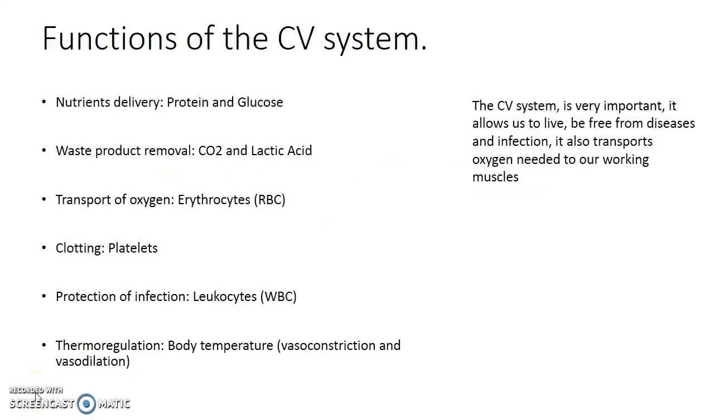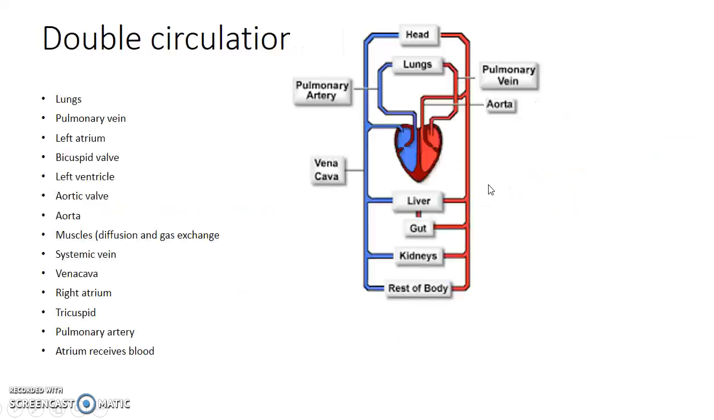Cardiovascular system. There are many different functions of the cardiovascular system, such as nutrient delivery, waste product removal, transport of oxygen, clotting, protection from infection, and thermoregulation, such as reducing the body temperature, including vasoconstriction and vasodilation. It is very important because it allows us to live free of disease and infections, and it also transports oxygen to the working organs that we need.